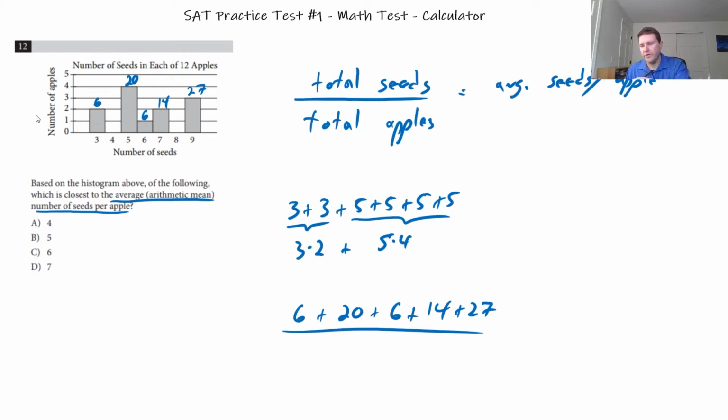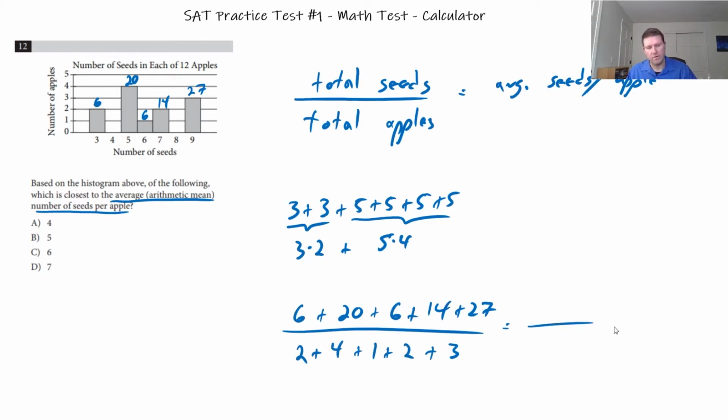What you can do to figure this out is just add up the apples. So there are 2 apples that have 3 seeds, right? So we've got 2, and 4 that have 5 seeds, and then 1 that has 6 seeds, and then 2 that have 7 seeds, and then 3 that have 9 seeds, right?